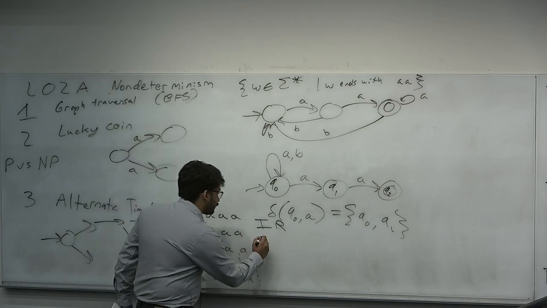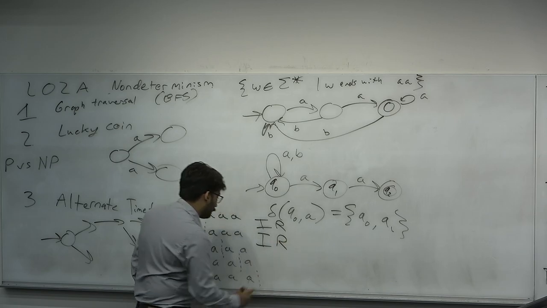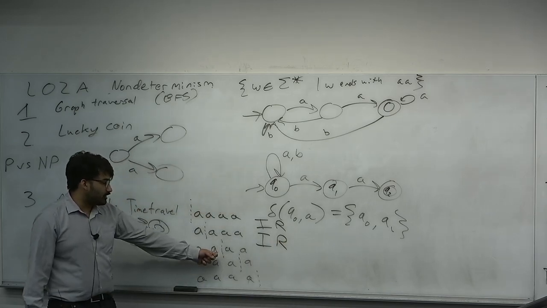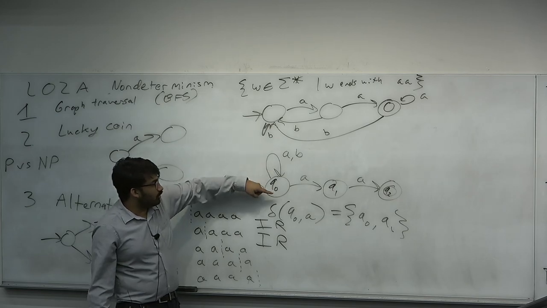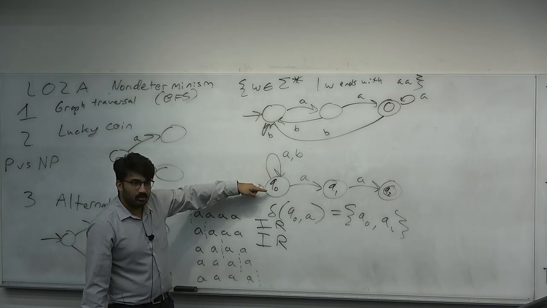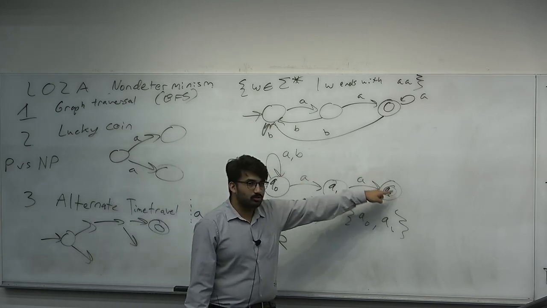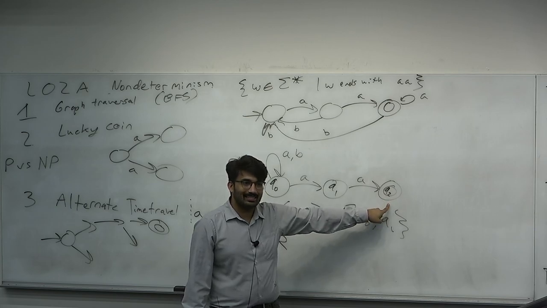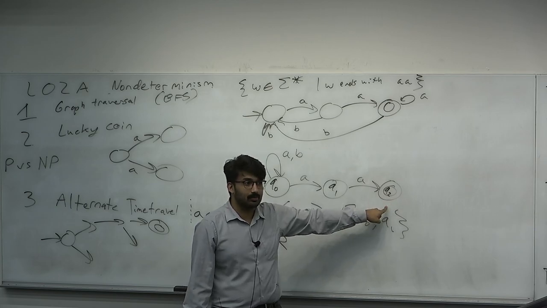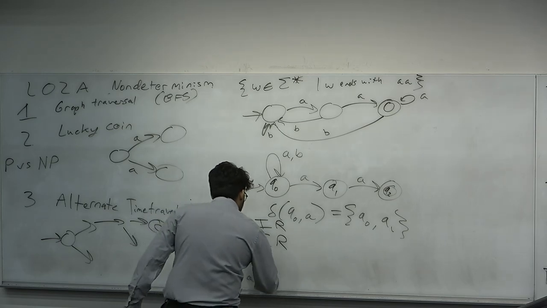You implicitly reject again. Let's say you guess right there in the middle. Q0, you stay. Q0, you stay. Q1, Q2. You're out of input. You landed on an accept state. So this computation accepts.